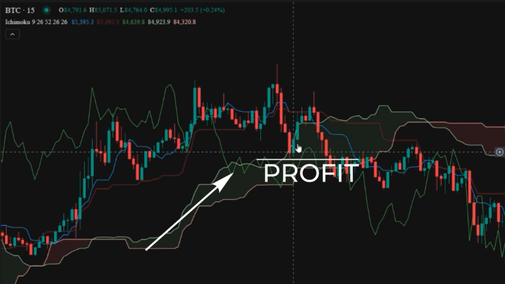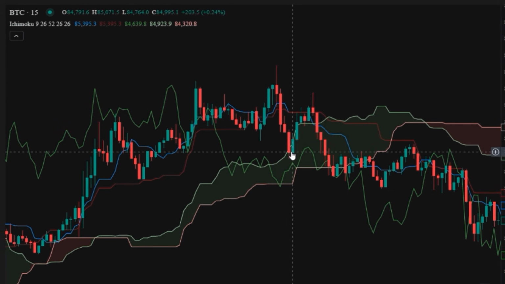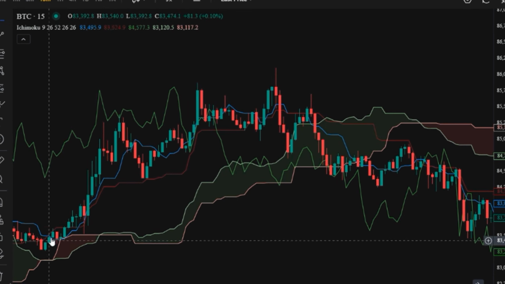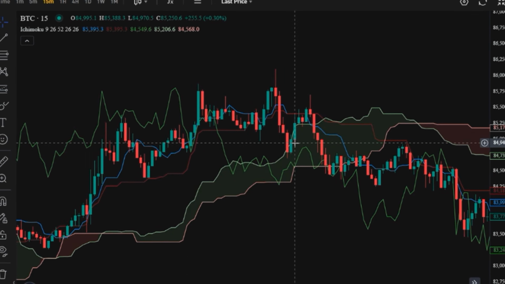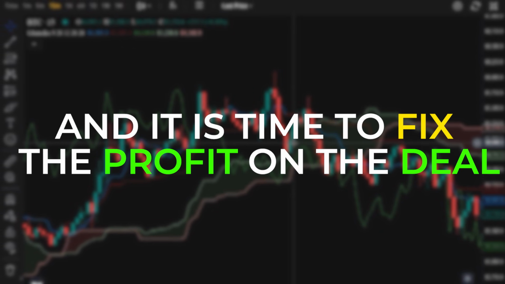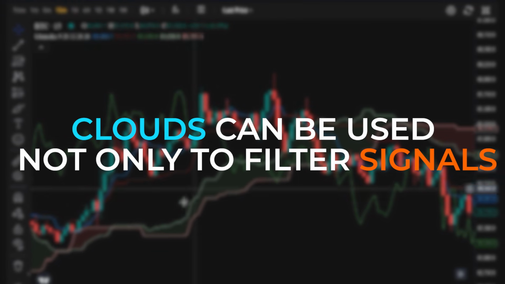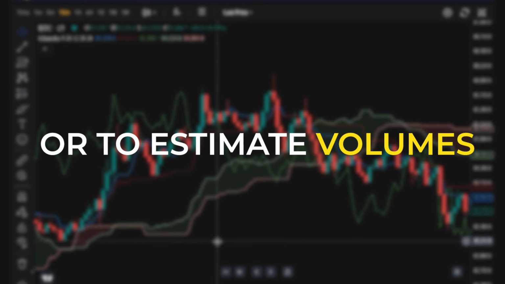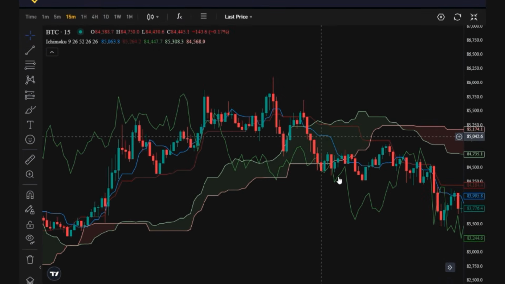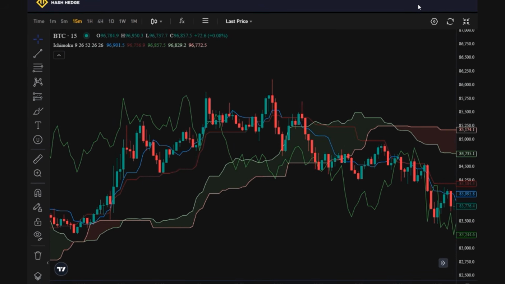And at this moment, we would have fixed profit because the chart hit the cloud and our stop loss was triggered. But at that moment, we have already received a very good profit from the deal. And this is the tool that shows us that the trend is already reversing and it is time to fix the profit on the deal. Therefore, clouds can be used not only to filter signals or to estimate volumes, but also to manage stop losses on a trade. And in general, this is a very simple strategy, which fully combines all the necessary tools for a trader.